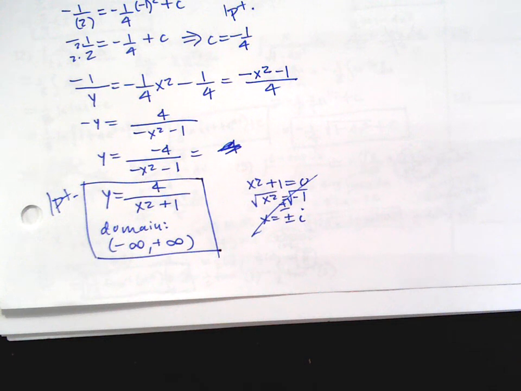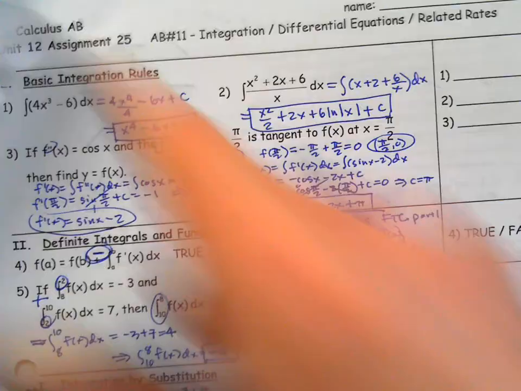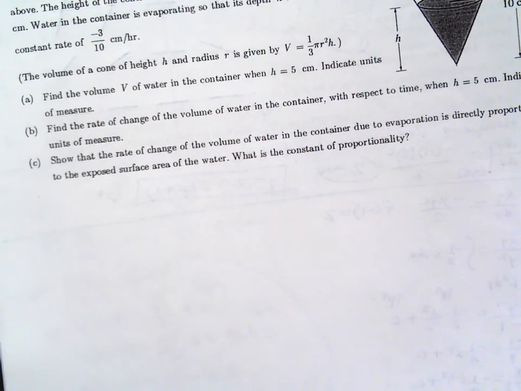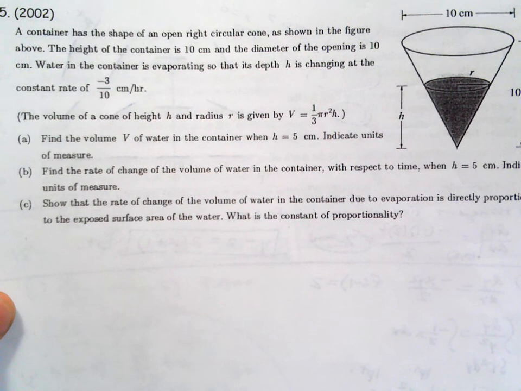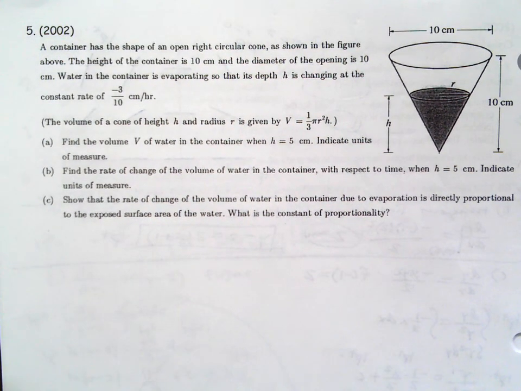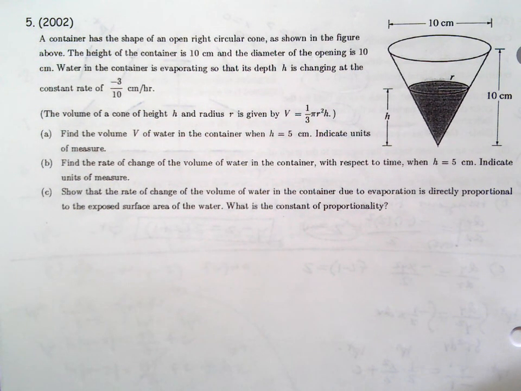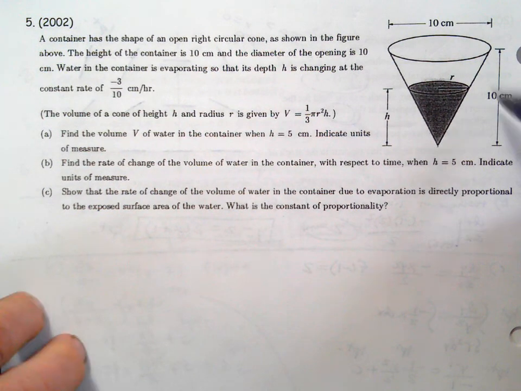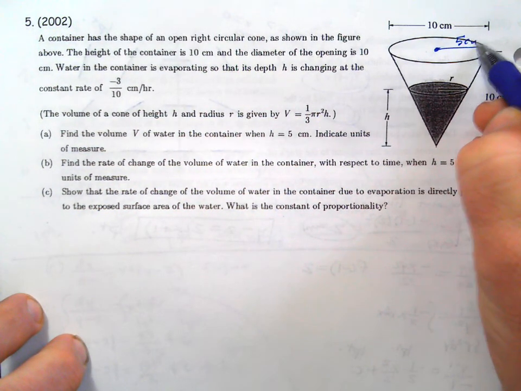And last problem, another related rates problem with a cone, the infamous cones. I don't know if you guys remember the trick for cones, similar triangles, to get the equation into purely R or purely H. So container has the shape of an open right circular cone. Show the figure. The height of the container is 10 centimeters. The diameter is 10 centimeters, which means its radius is 5 centimeters at the base, which is at the top this time.